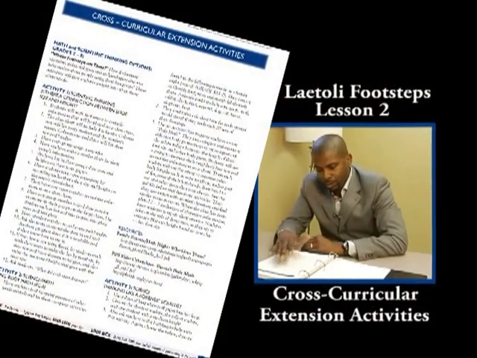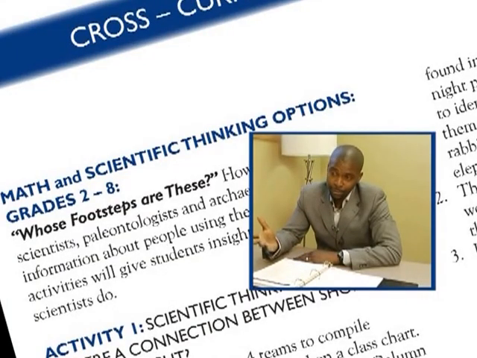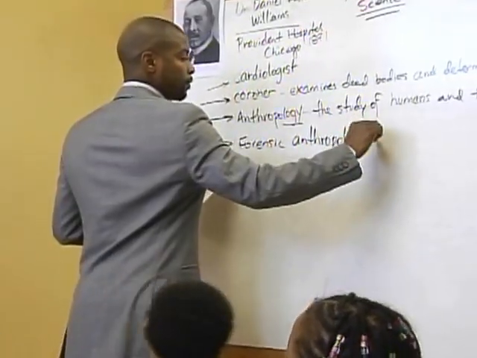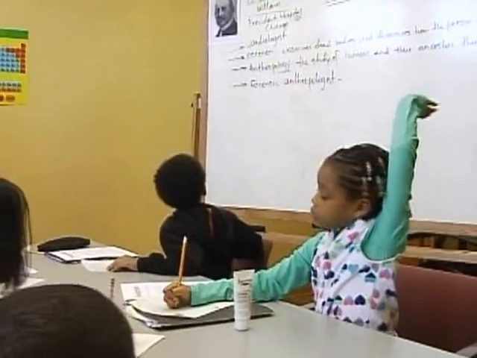So what I did, as when you looked in the classroom, we were doing what's called the cross-curriculum extension activities. Those activities are supposed to be for grades 2 to 8, but we have some kindergartners in who are able to look at the vocabulary words and say the vocabulary words.